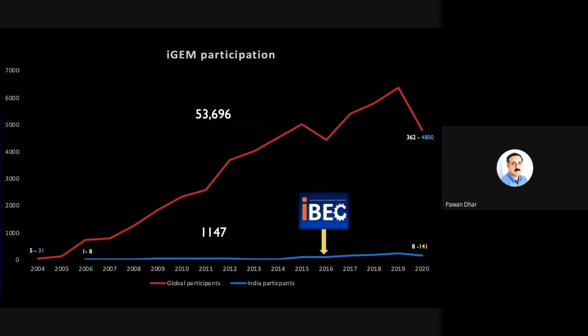Earlier there were 5 teams and 31 participants. But now, over a period of time, from 2004 to 2020 (I've not captured 2021 data, which is not available from the team perspective), you can see from 5 teams it has become 362, and it was a little more earlier last year, and 4,800 participants, right? So it is a huge jump. From the Indian perspective, the first team that was sent to IGM was by Mukund Thattai from NCBS.